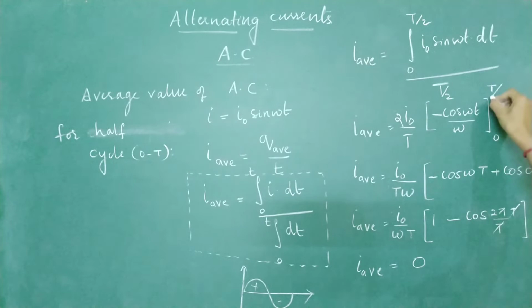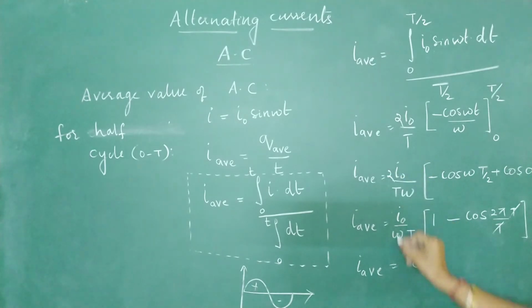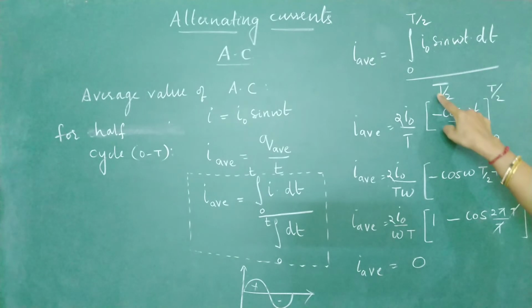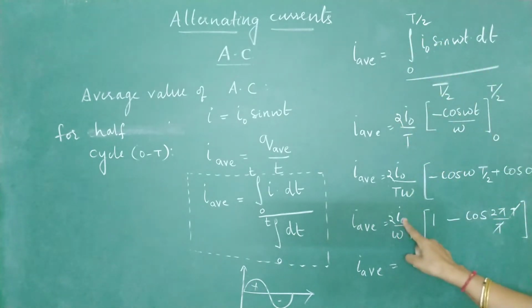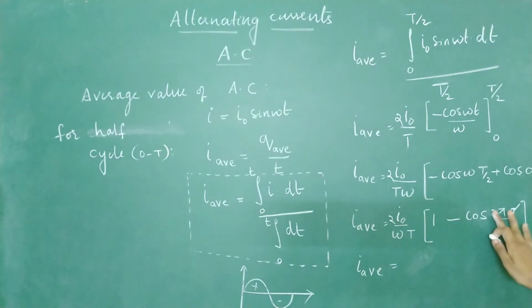I am making it 2 by 2. Here also you get 2 by 2. I did nothing. I have put the limits from 0 to T by 2. So T by 2, when it goes to the numerator, I have written it as 2 by T. So 2 I naught by omega into T. Only the last step is going to change. This 2 will not be present.